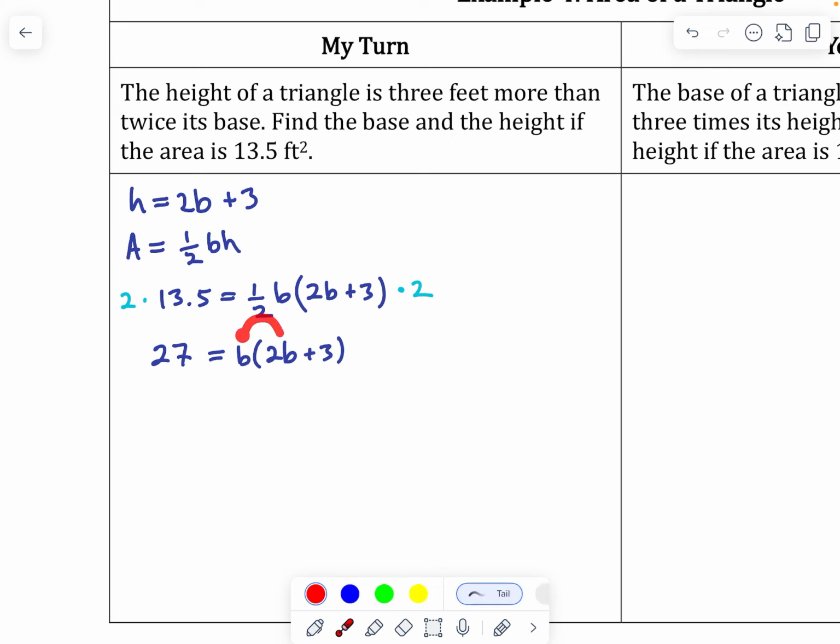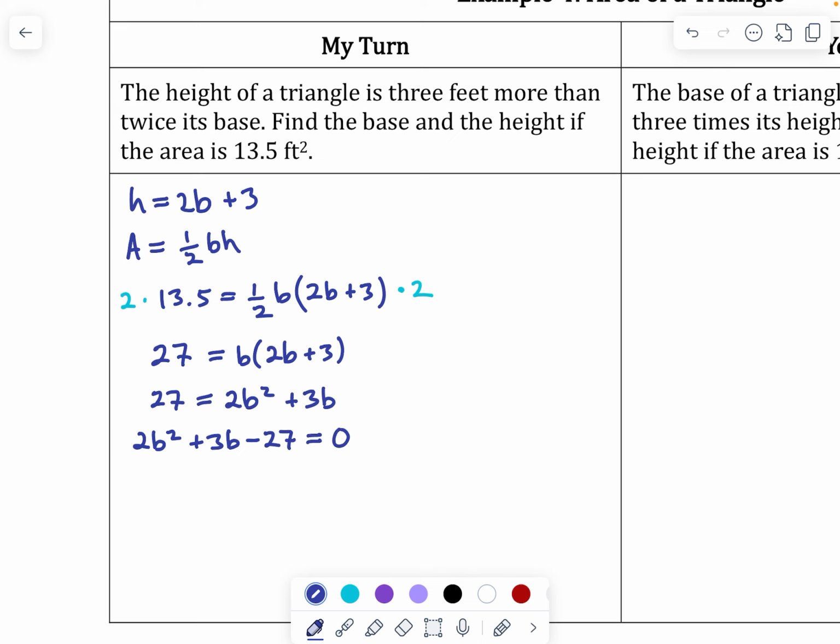Let's go ahead and distribute the b there. That gives us 27 equals 2b squared plus 3b. And I want the 27 on the other side with these guys. That's going to be 2b squared plus 3b minus 27 equals 0. Good. All right. Pay attention, right? The leading coefficient is greater than 1. This means we need to factor by grouping. Factor by grouping.